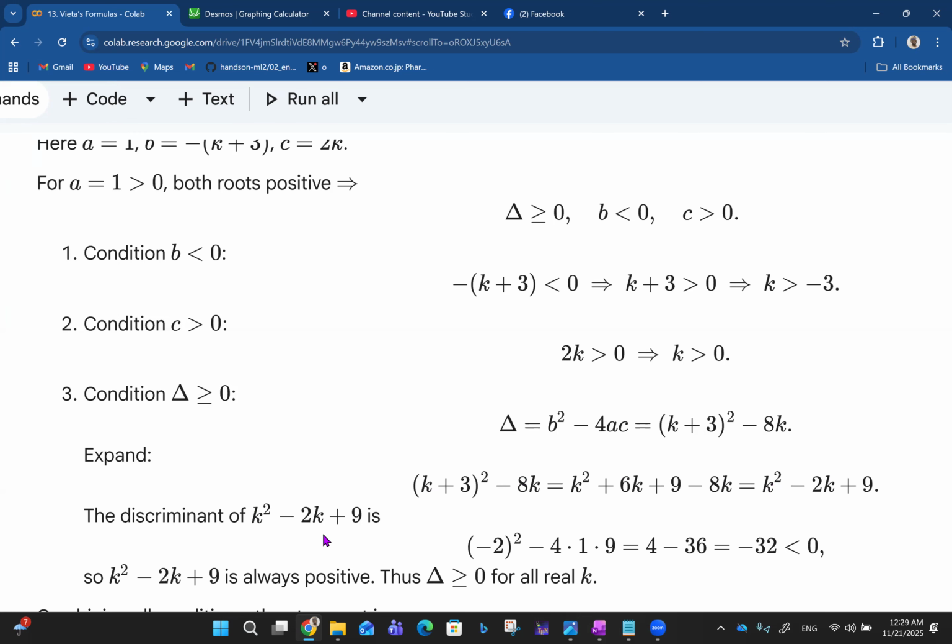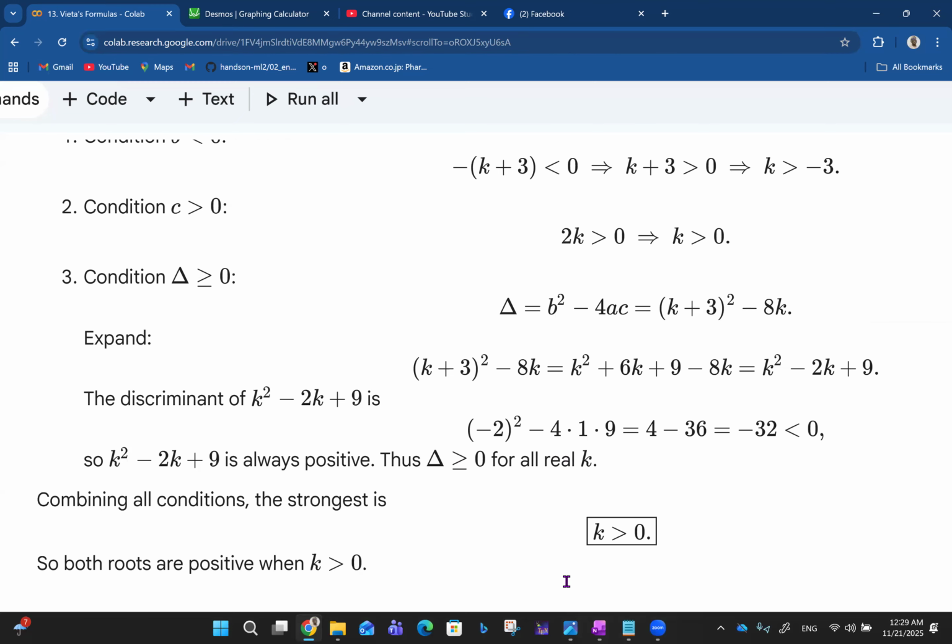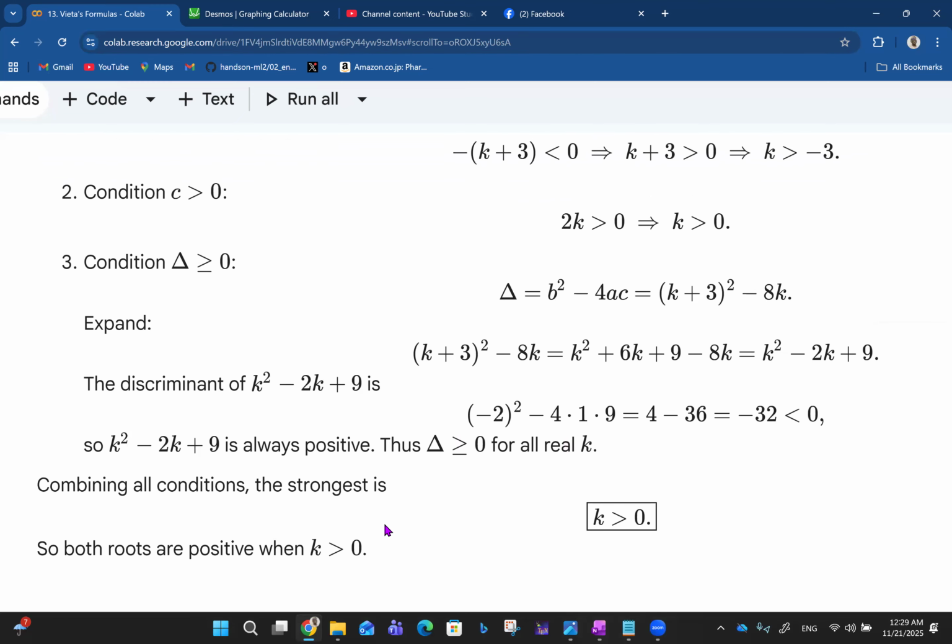So the discriminant of k squared minus 2k plus 9 is minus 2 squared minus 4ac, right? That is 4 minus 36, which is minus 32, which is less than 0. So k squared minus 2k plus 9 is always positive. Thus, the discriminant is always greater than or equal to 0 for all real values of k. So combining all conditions, the strongest condition is that k has got to be greater than 0. So both roots are positive when k is greater than 0.